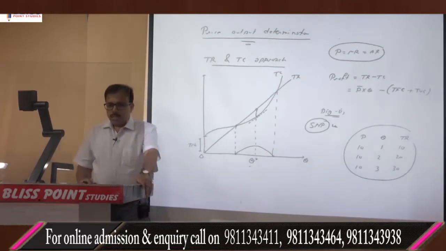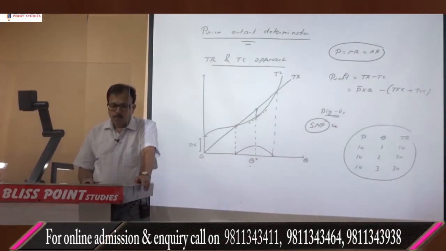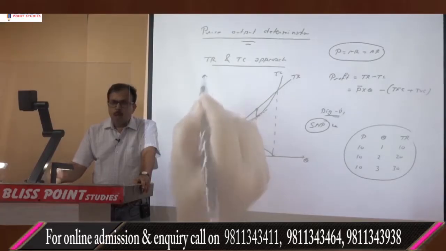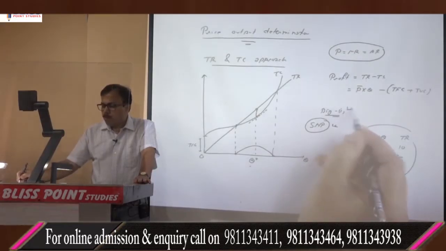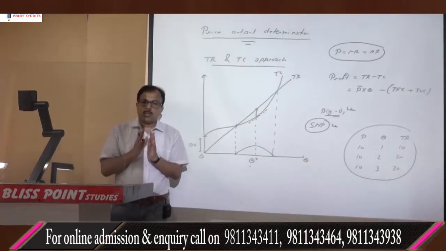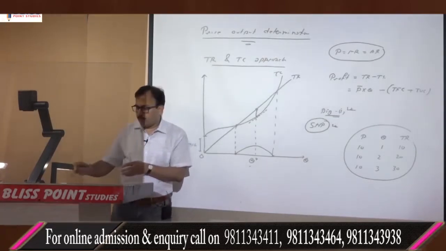Since the difference between TR and TC is positive, the firm is earning supernormal profit. So this first diagram is representing supernormal profit. You have to show 3 conditions, one for supernormal profit, another for loss, and a third for normal profit.